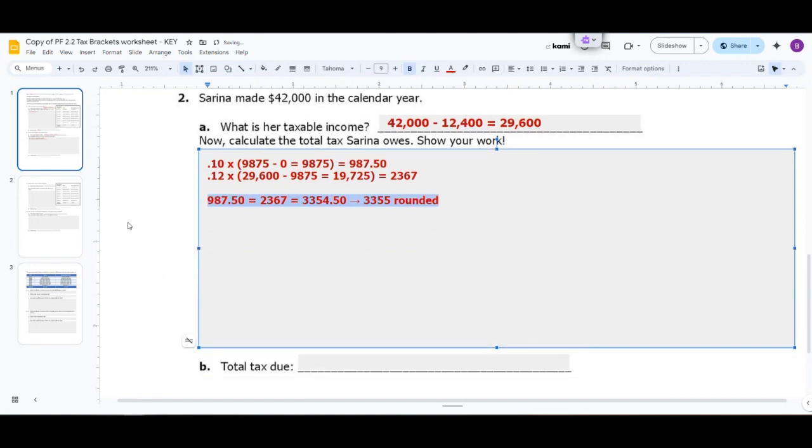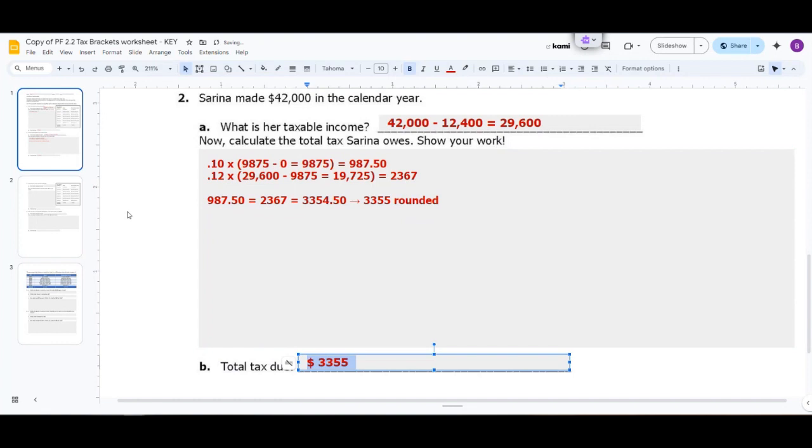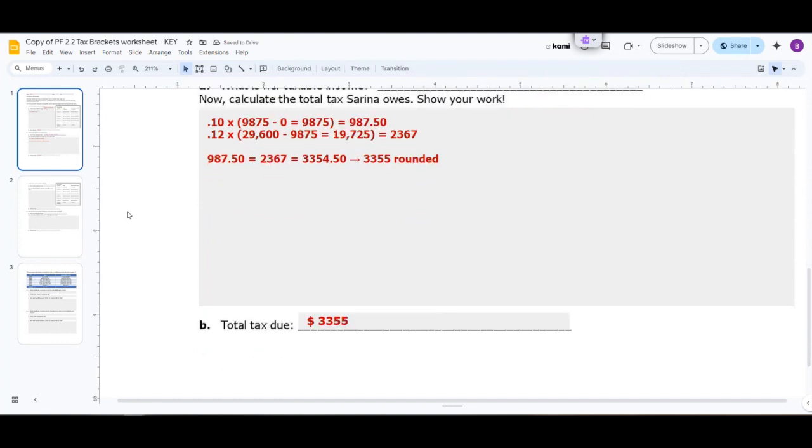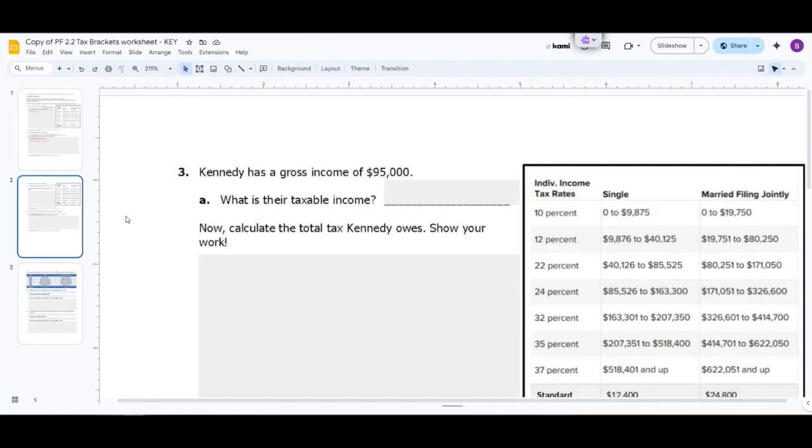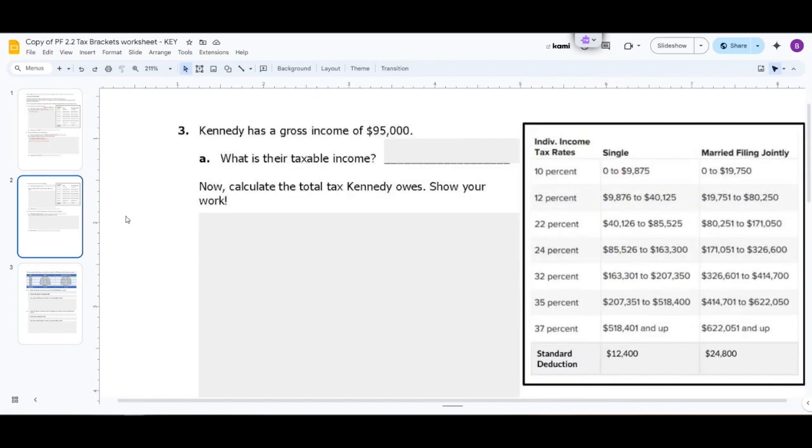And then we add that up, we get 3354.50, rounded to the nearest dollar is 3355. Number 3, Kennedy has a gross income of 95,000. What is their taxable income? So we'll take the 95,000 again minus the standard deduction of 12,400 means that they earned $82,600 in taxable earnings.